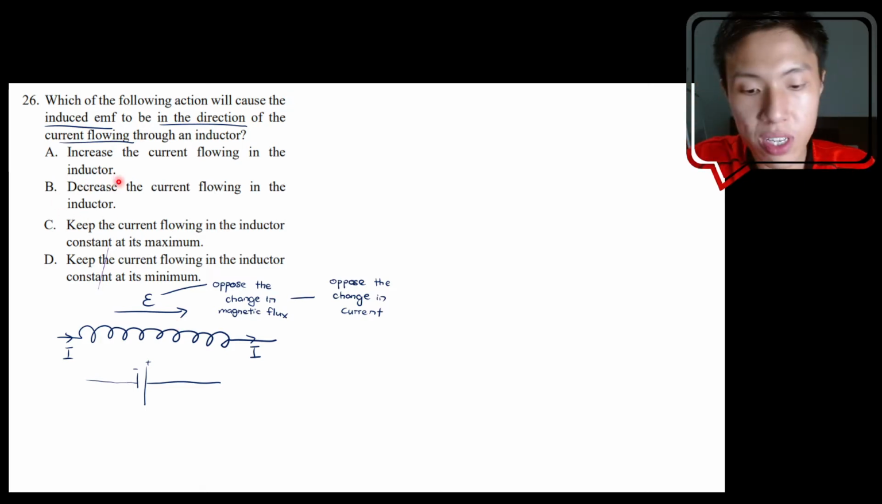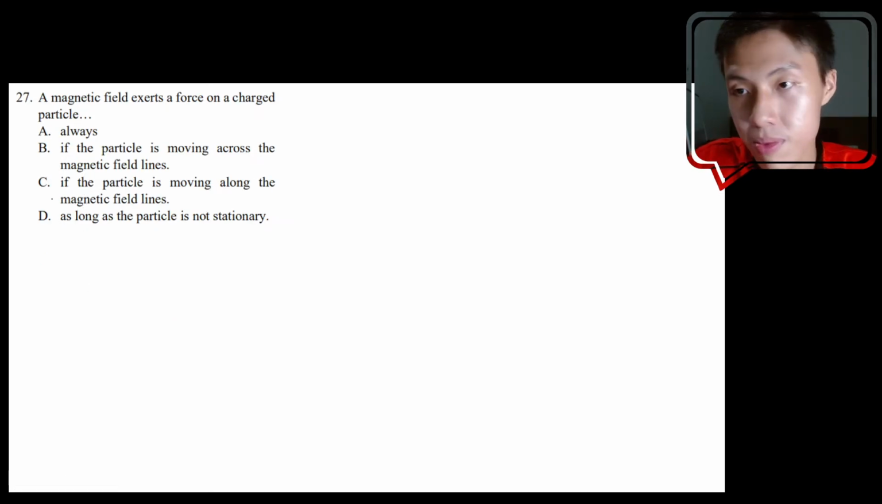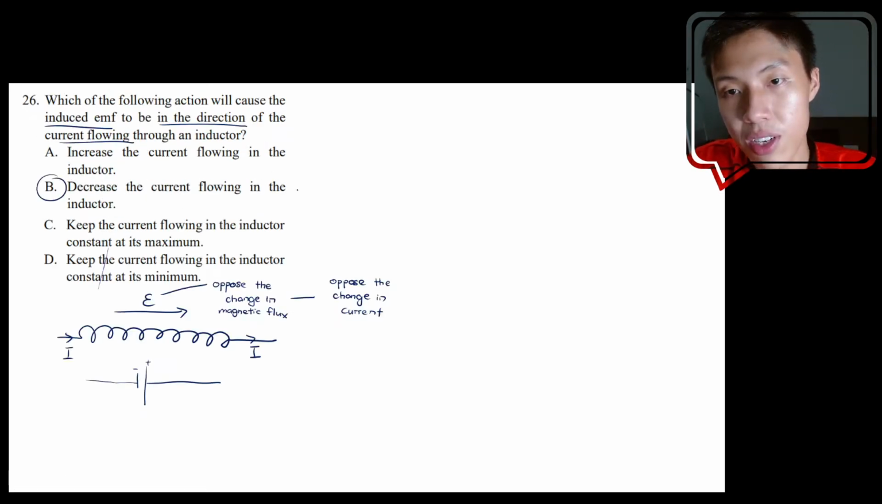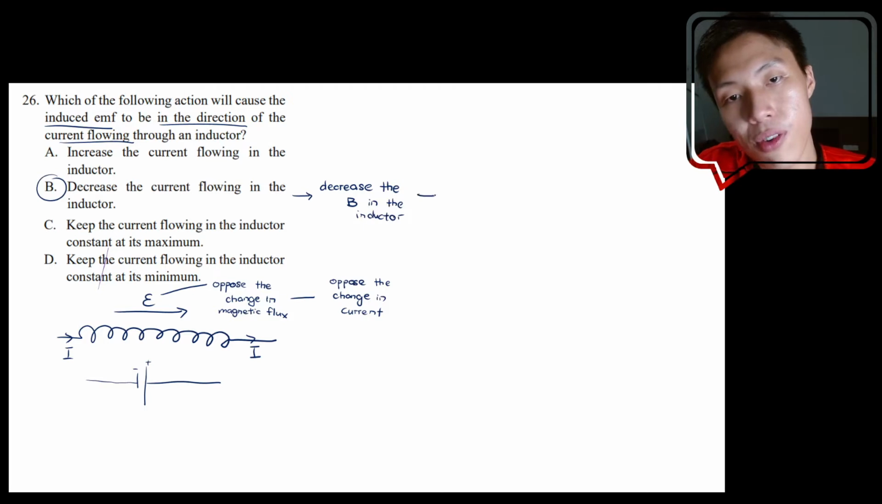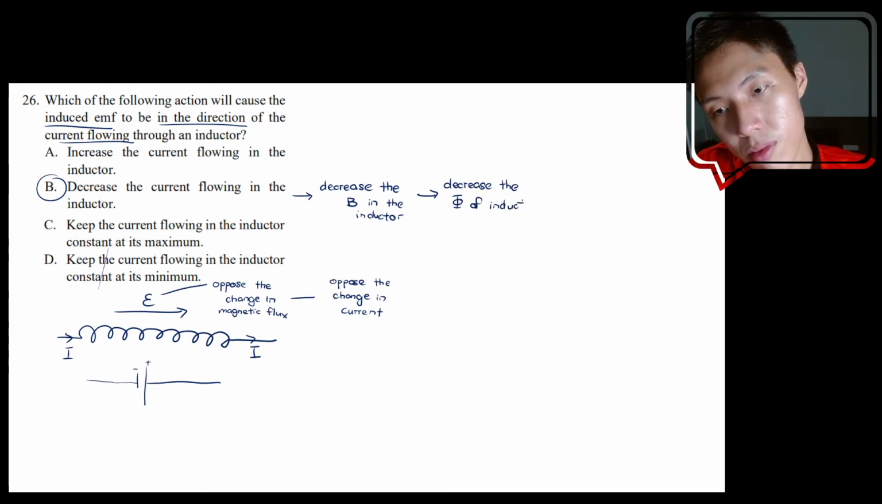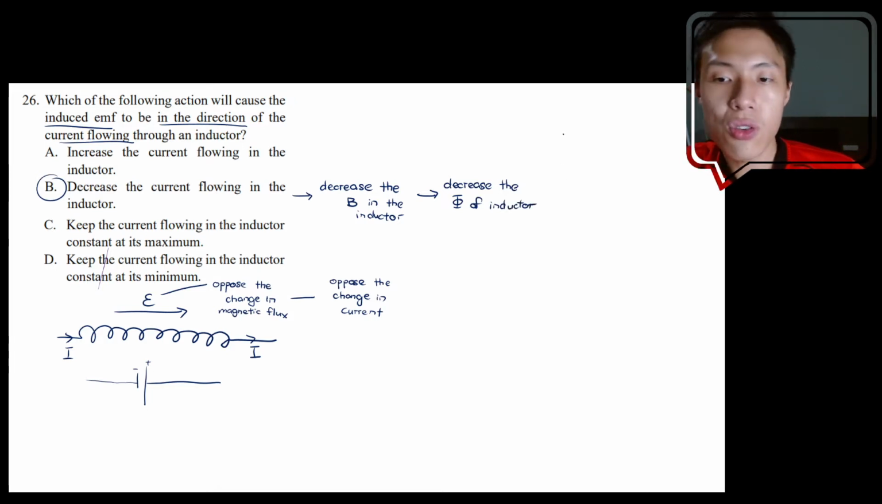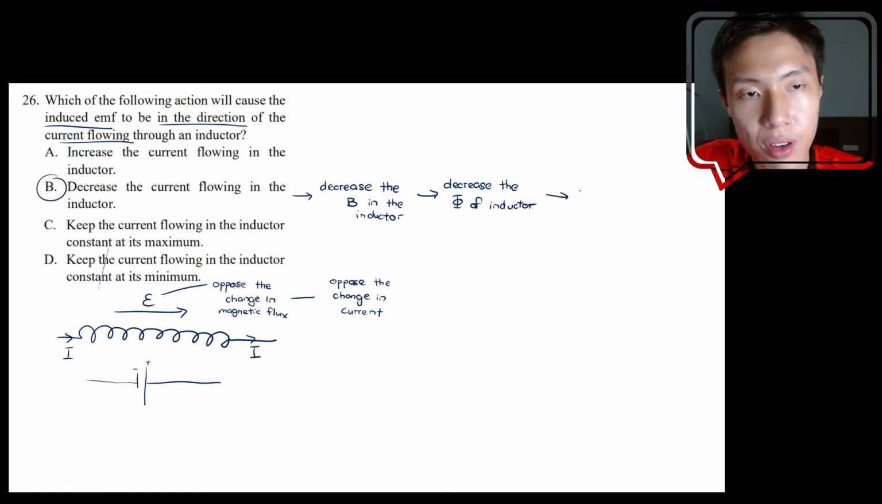For this situation, you want to decrease the current flowing in the inductor. Decreasing the current flowing in the inductor is going to decrease the magnetic field in the inductor. Therefore, it's going to decrease the magnetic flux of the inductor, decrease the magnetic flux linkage of the inductor. Okay, so then therefore you have induced EMF.